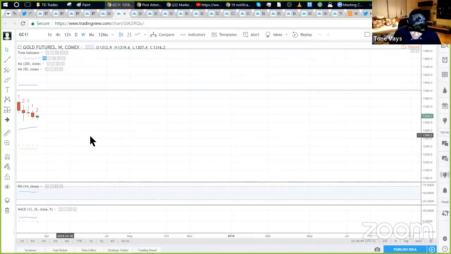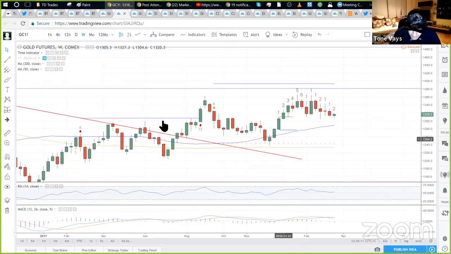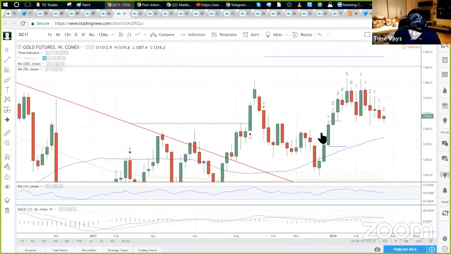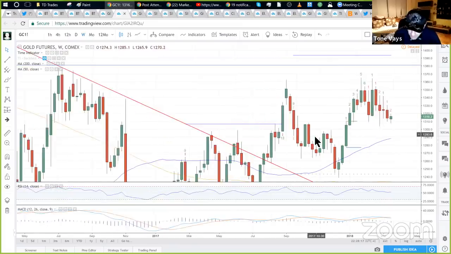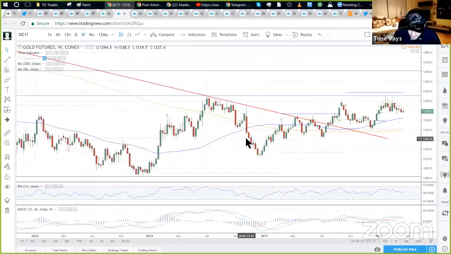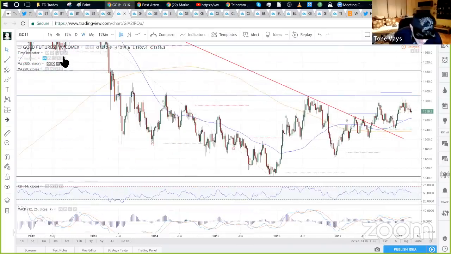Let's look at, what is this? This is gold weekly. Let me zoom out on a longer term scale. Again, let me close this, close this, close that, close that.